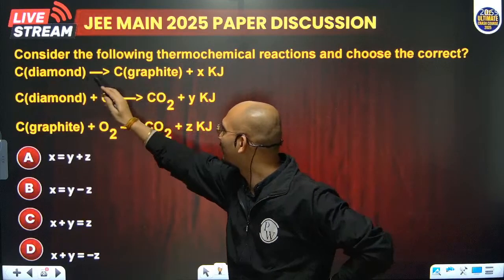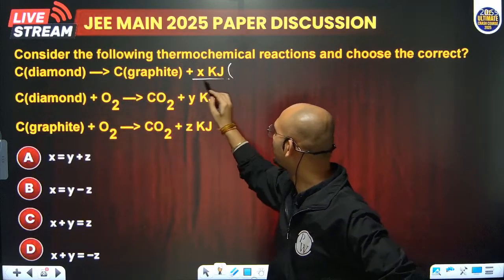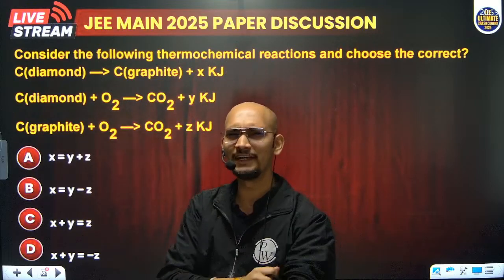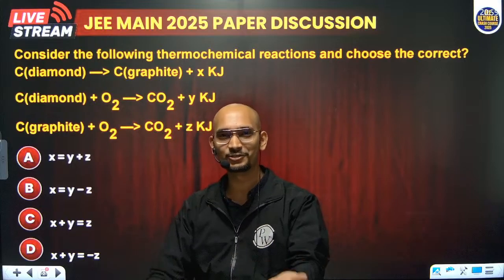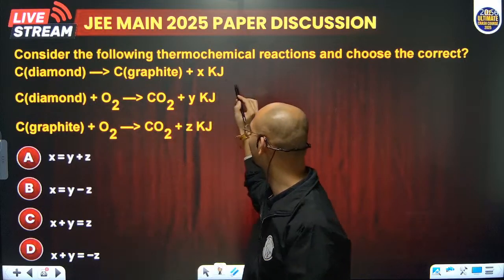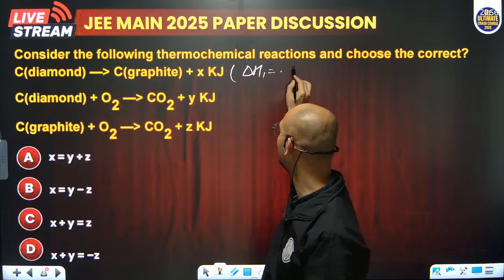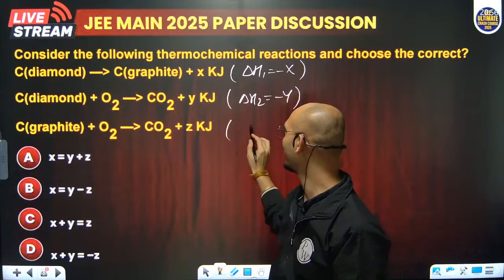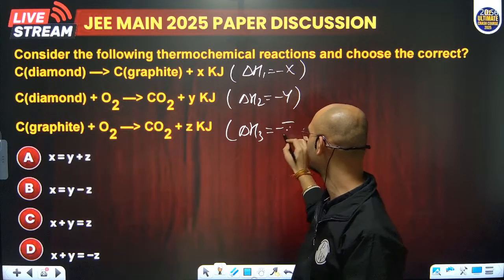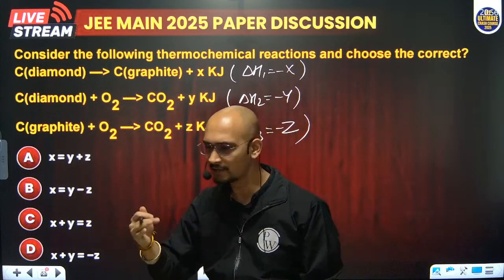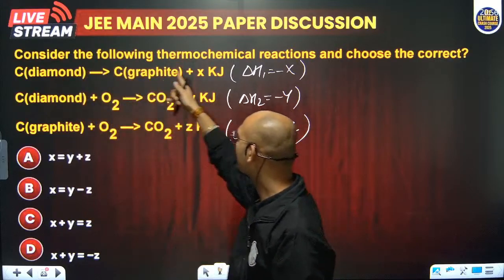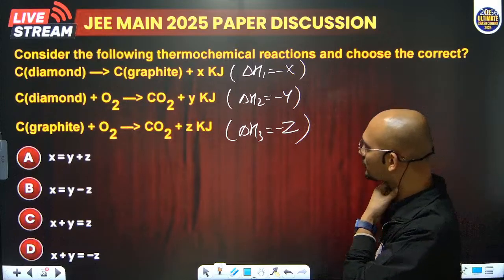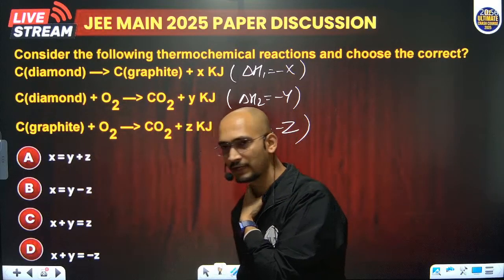So carbon diamond to carbon graphite plus X kJ. Can you see that here? Whatever the heat is, it is also a product. Acha, if heat is a product, what can we say? Is heat being released or heat being utilized? Heat is being released. So therefore, delta H1 here will be minus X. Delta H2 will be minus Y. And what about this delta H3? Here it will be minus Z. Kilojoule is understood, yes or no? All these things are given. What is it asking for? Choose the correct one. Acha, we have to give the relationship between X, Y and Z.